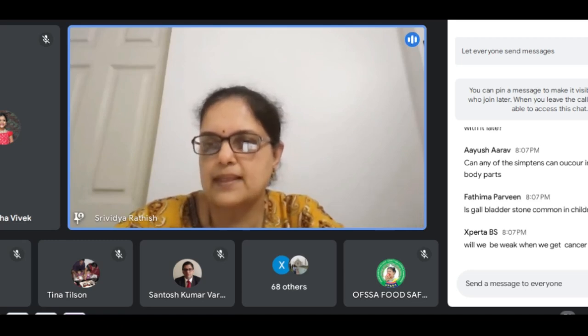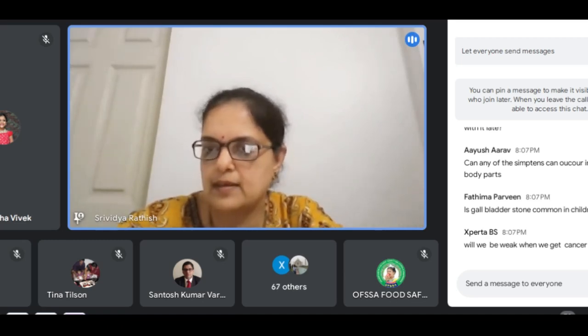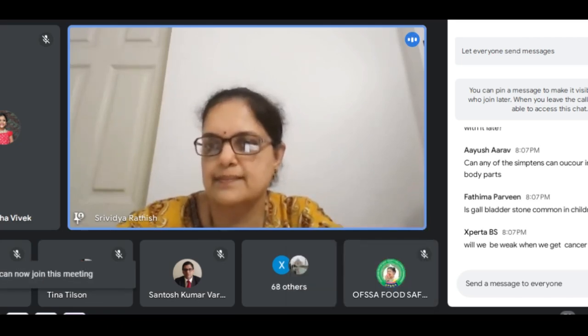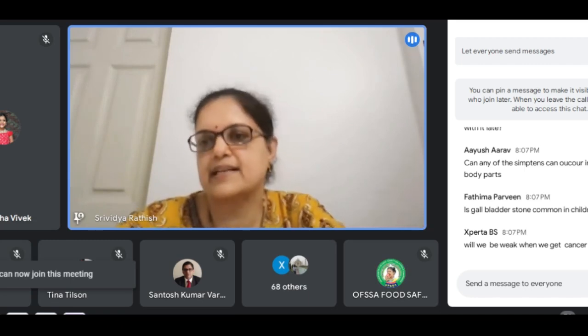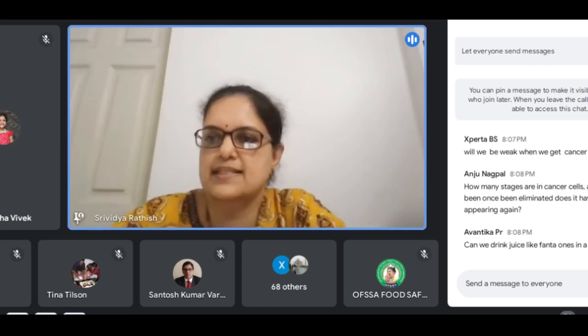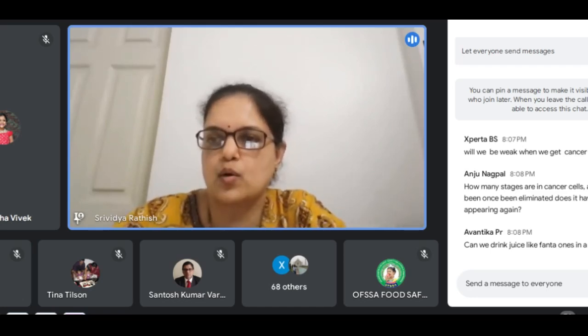Are gallbladder stones common in children? It is a little common, not very common, but after a few drugs are given, we are seeing it. Gallbladder stones. Will we be weak when we have cancer? Yes, definitely. Weakness is one of the most important diagnostic signs of cancer. That fatigue which doesn't go in spite of diet and rest.